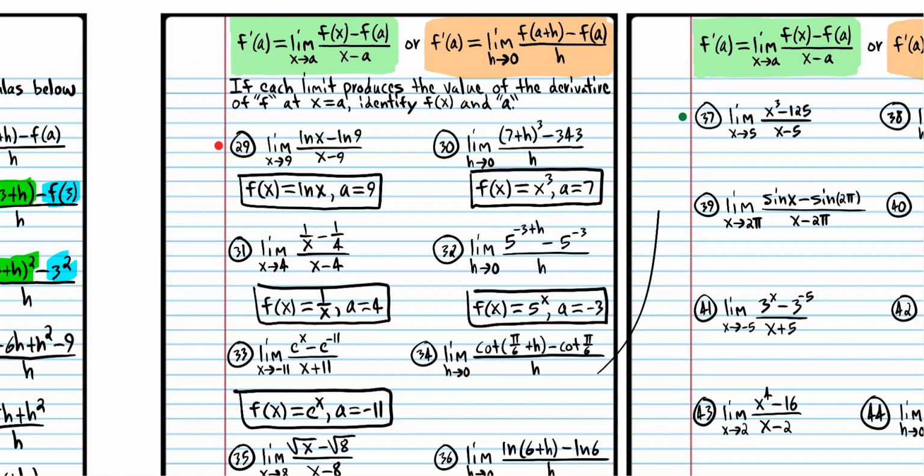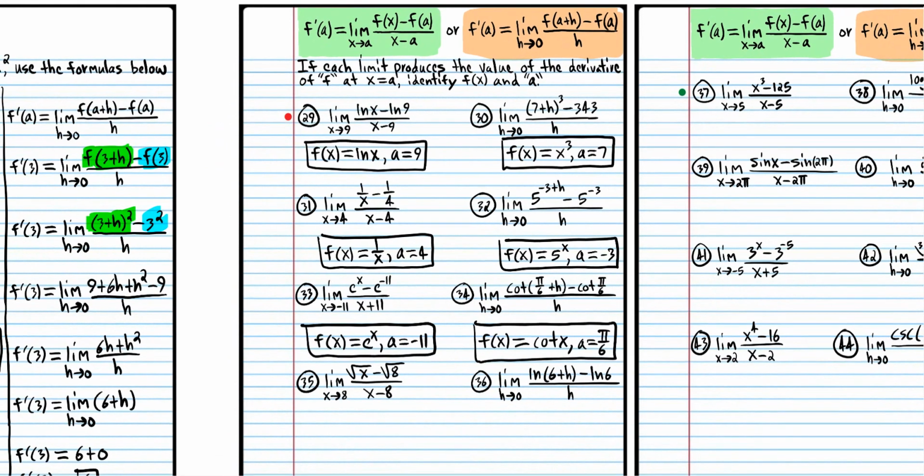So now we're going to refer to this orange formula. F of x is going to be determined by this expression here. That's cotangent x. And we're finding the derivative at pi over 6. So there you go. All right.